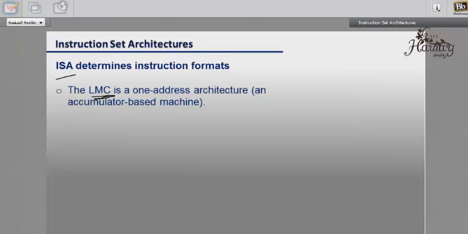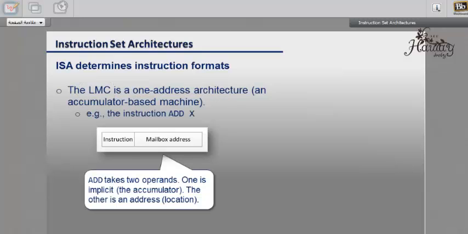One of them is actually little man computing, which is a one address architecture. We talked about little man computing. Do you remember it? Why is it called one address? Because you have the instruction on one hand, and you have the actual address on the other hand. So you only have one address, which is why we call it a one address architecture machine.